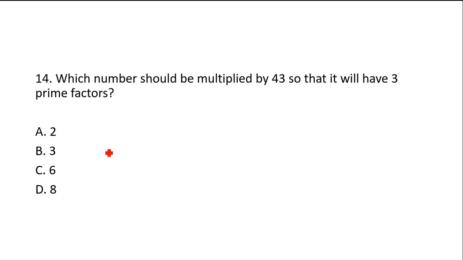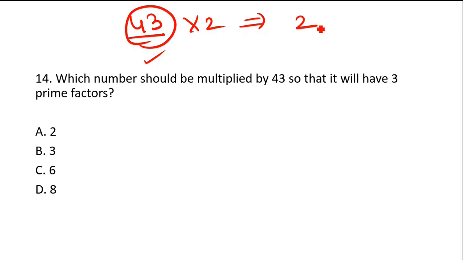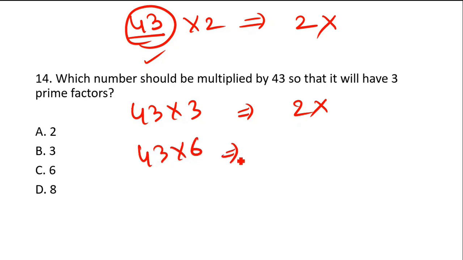Answer 6. Okay. Which number should be multiplied by 43 so that it will have 3 prime factors? Already 43 is a prime number, right? If you multiply it with 2, you'll have only 2 prime numbers. If you multiply it with 3, you'll have only 2 prime numbers. If you multiply it with 6, 6 can be rewritten as 2 into 3, so 43 into 2 into 3. So you have 3 prime numbers.